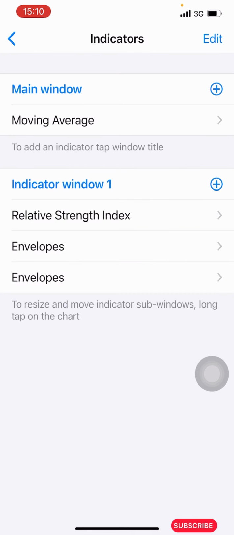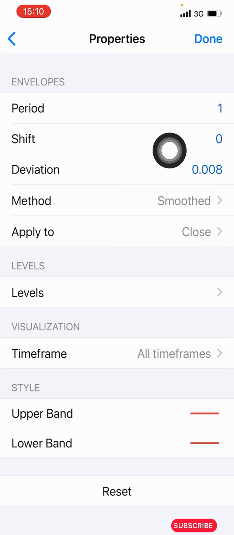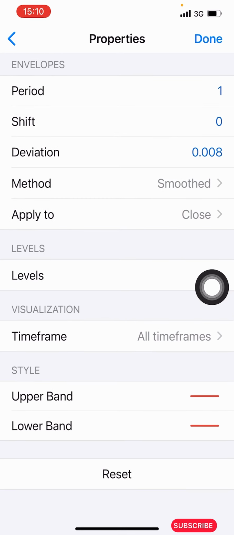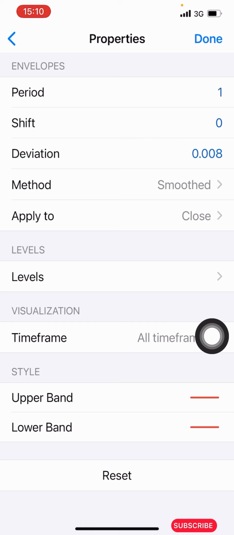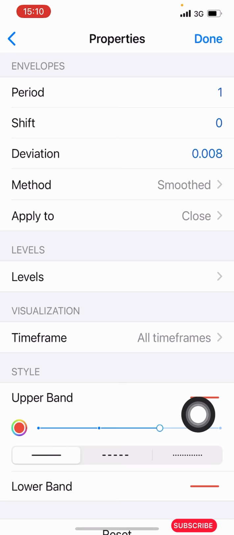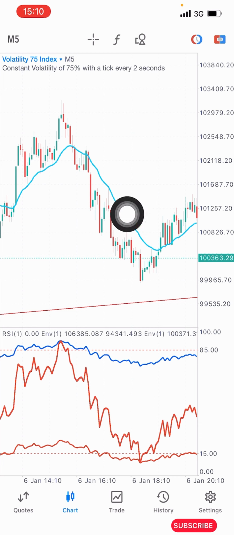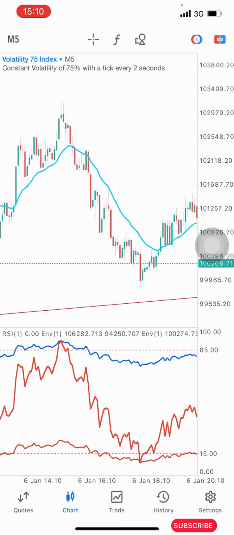The last indicator we have here is still an envelope. You click on this plus icon again, then you search for envelope. You make the period 1, the shift is 0, deviation we have 0.008, the method is smoothed, apply to close. You leave the level as it is, time frame is all time frame. The upper band you make color red, lower band color red, and 3 pixel for both of them. After that, you click on done and you are going to have a screen like this, once you have done everything as I've just explained.